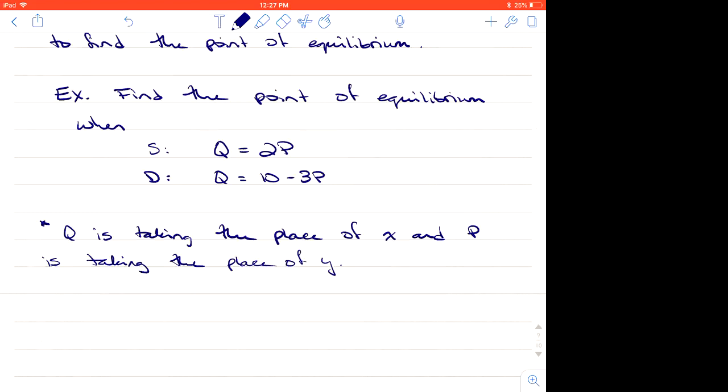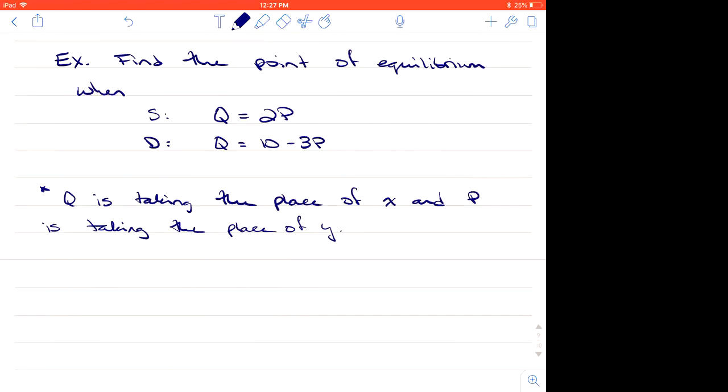So we want to find the point of equilibrium. We solved systems of equations last day, and we said I'm going to solve for one variable in one of the equations, and then substitute that into the other equation. What's nice in this example is they're both already solved for Q. So I'm just going to take one of the Q's, sneak it in for the other Q, basically set them equal to each other, solve for P, and then I can backtrack and solve for Q.